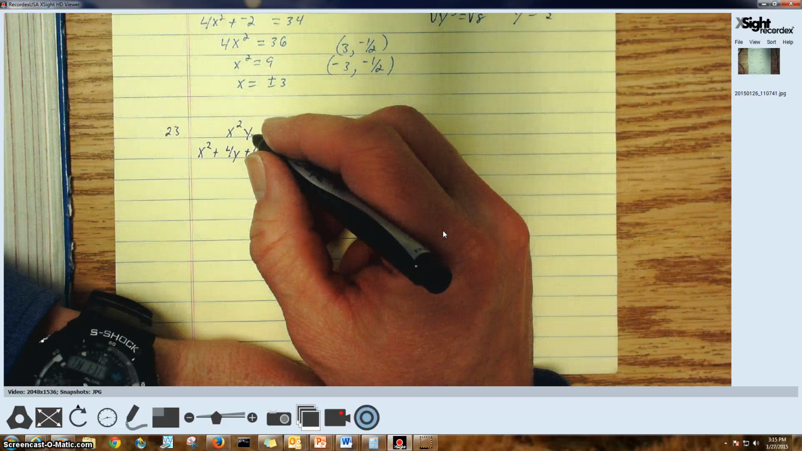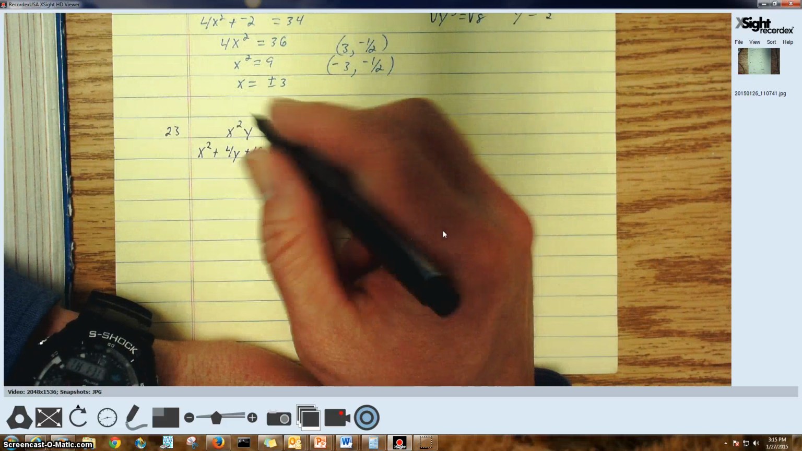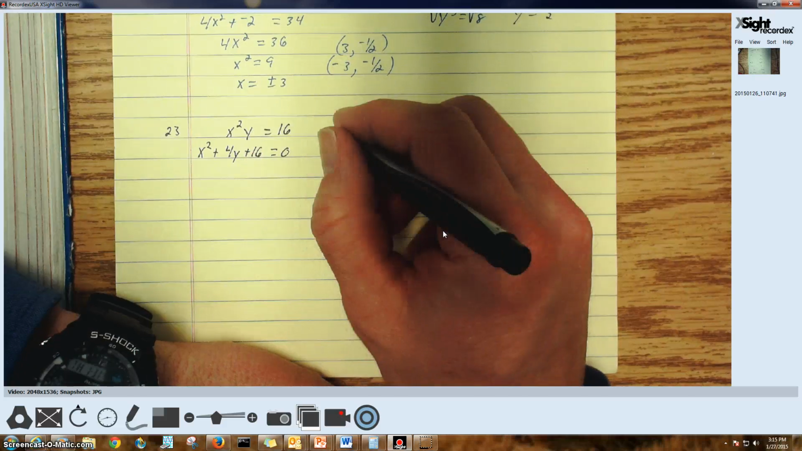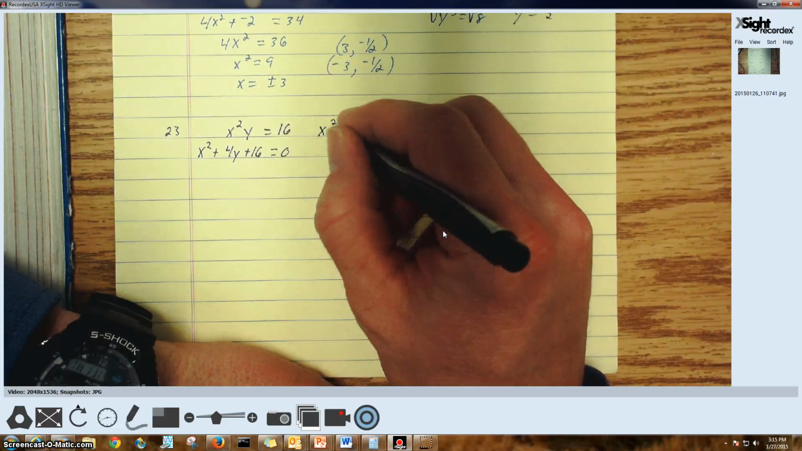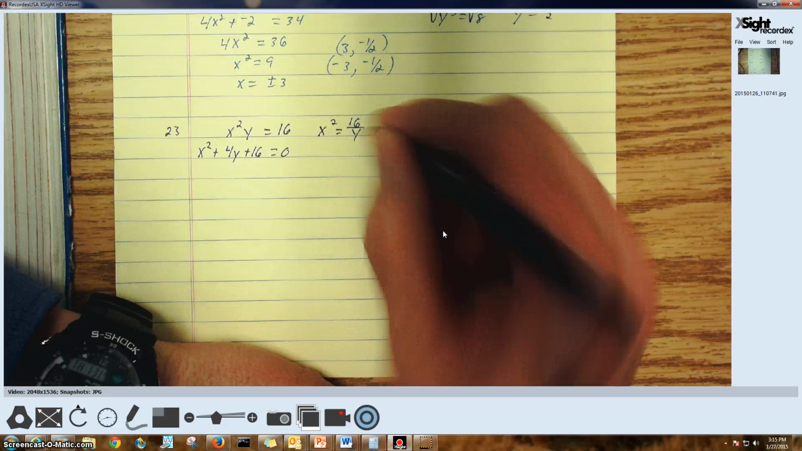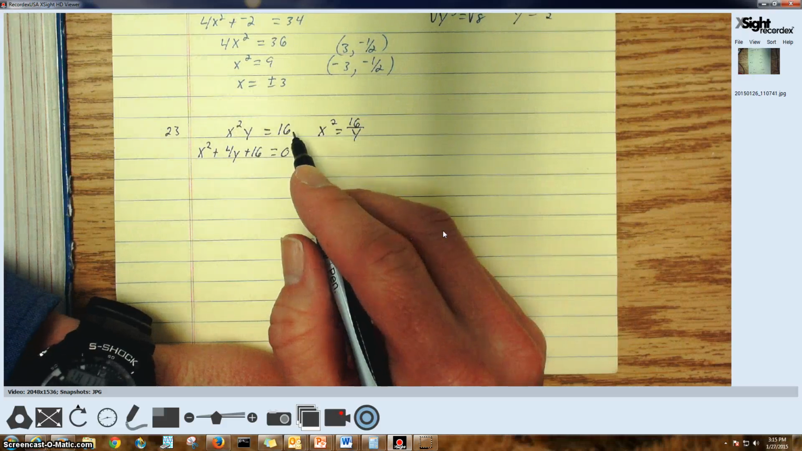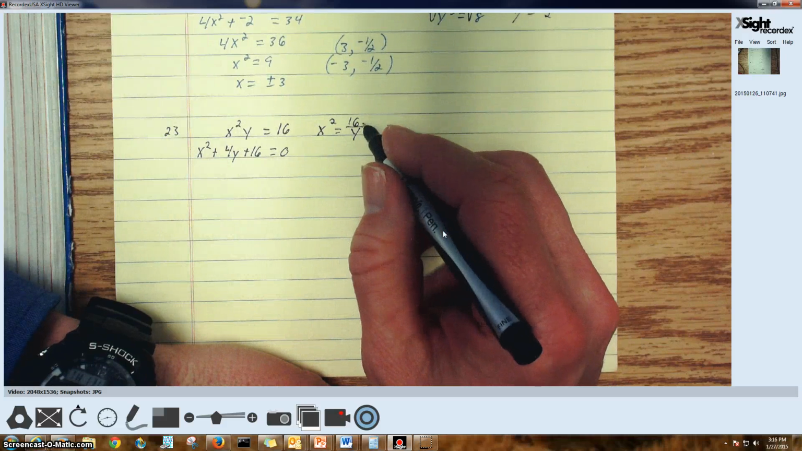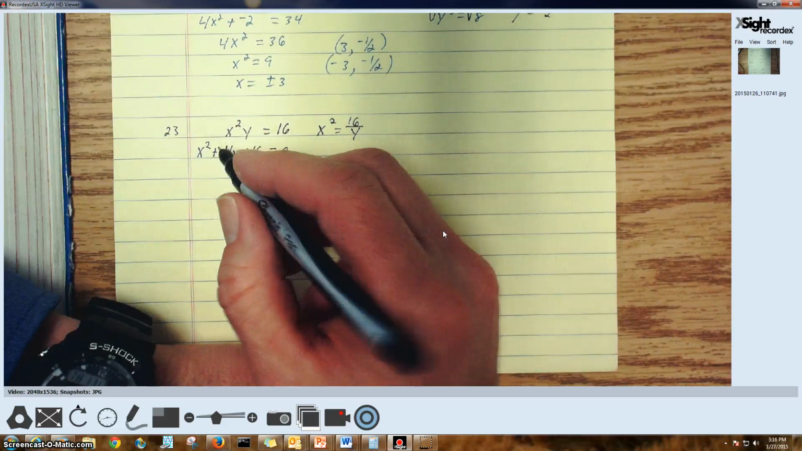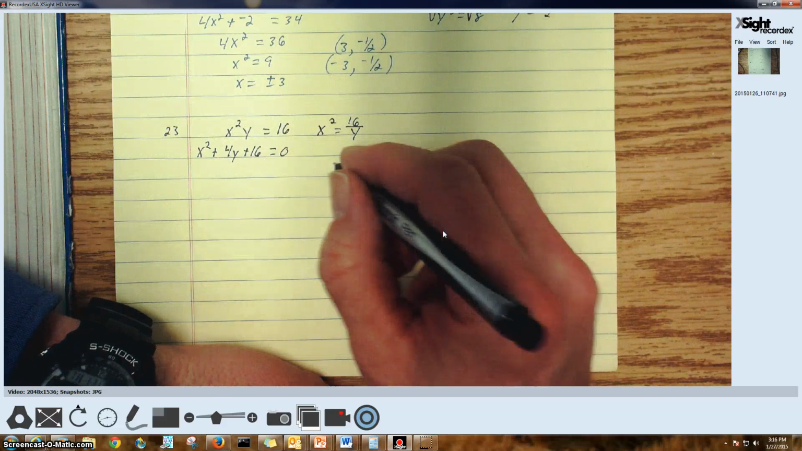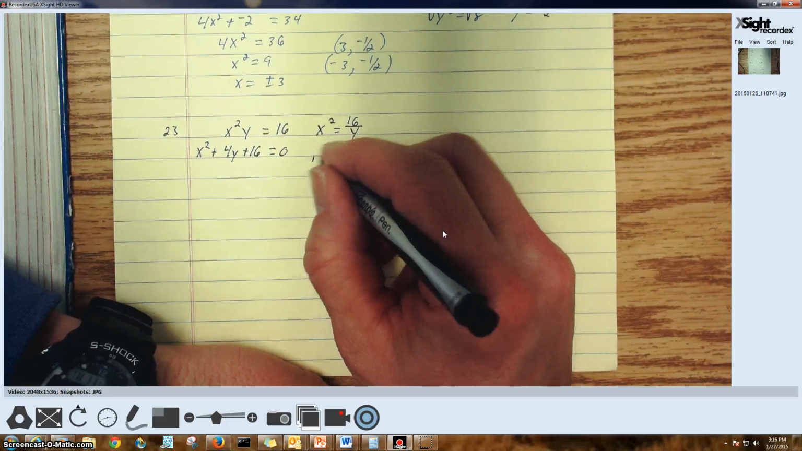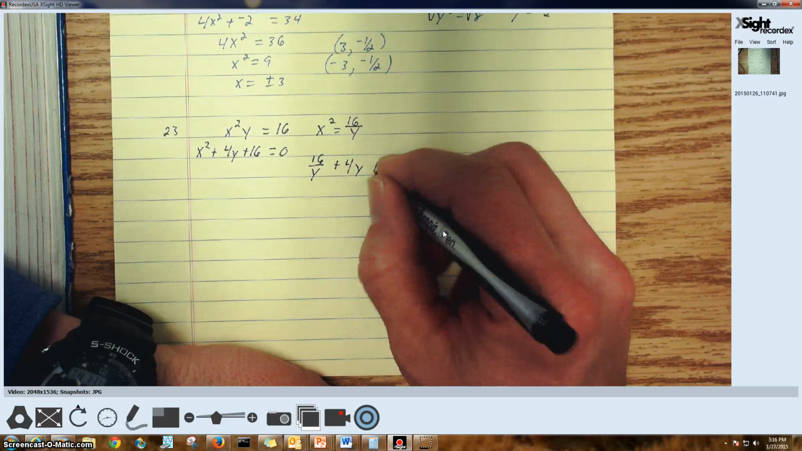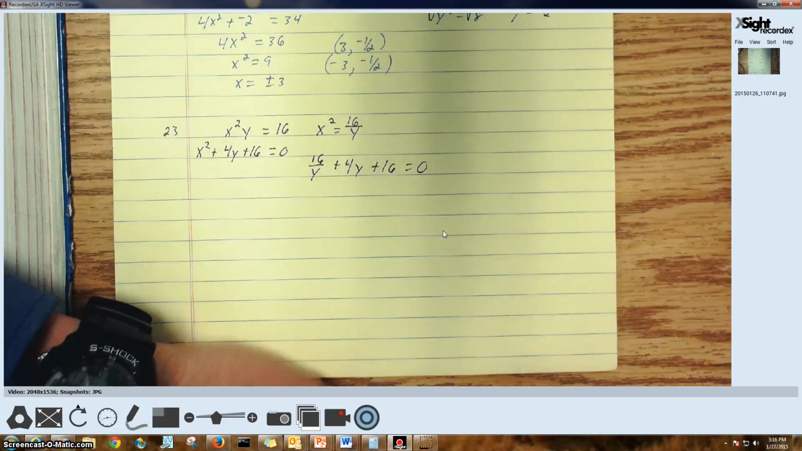So what I'm going to do here is solve this one for x squared. So I'm going to say x squared is equal to 16 over y. What I did was divide both of these equations by y and came up with this. So now I'm going to substitute this 16 over y in for the x squared term, and I'm going to rewrite the equation as 16 over y plus 4y plus 16 equals 0, like so.